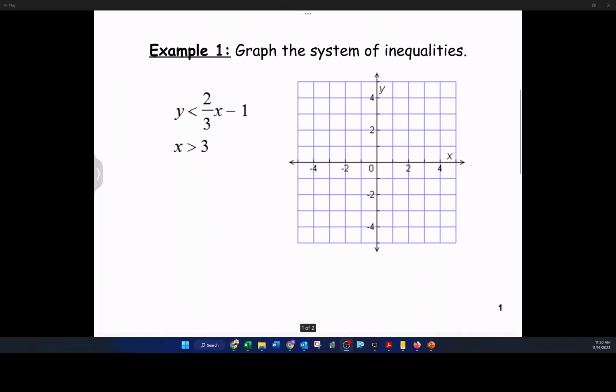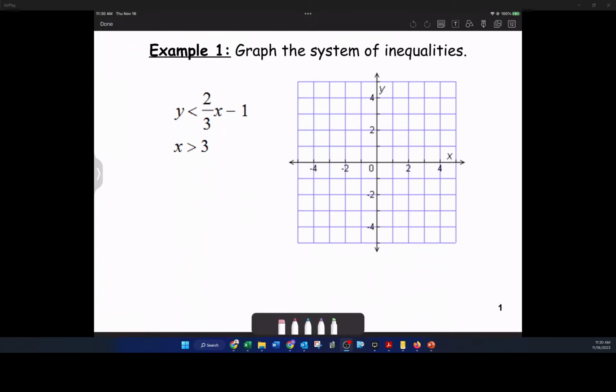Number 1, we are going to graph each line, and just like with the inequalities before, we need to know 2 things: solid or dashed, and shade up or shade down. So let's look at this first one. We'll do this first one in red here.